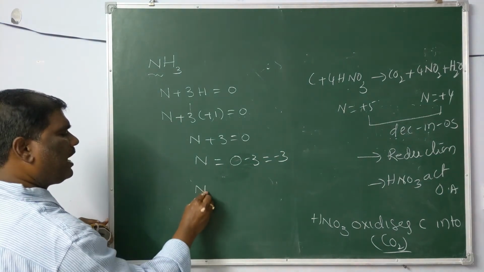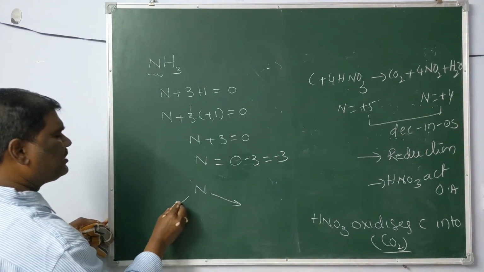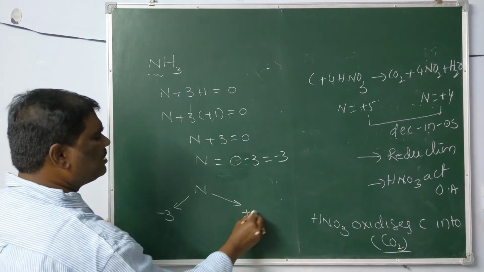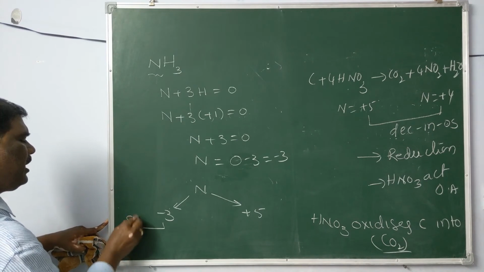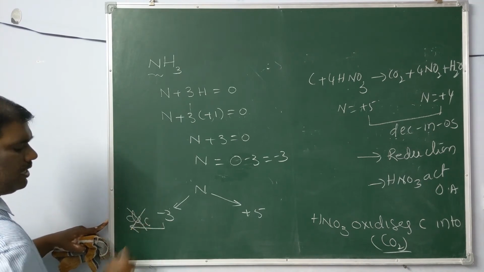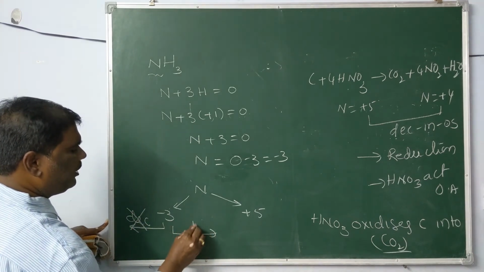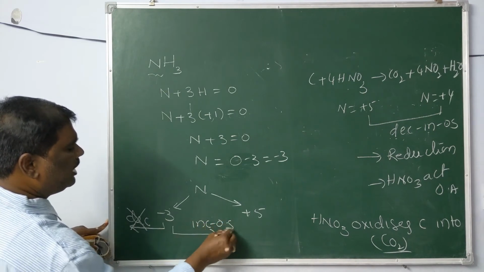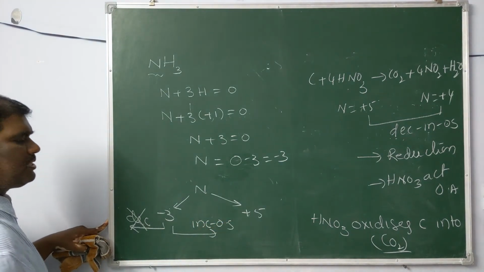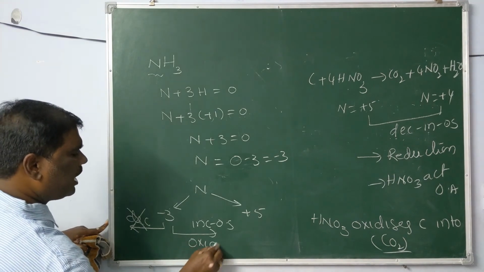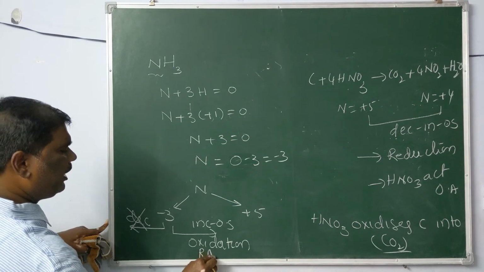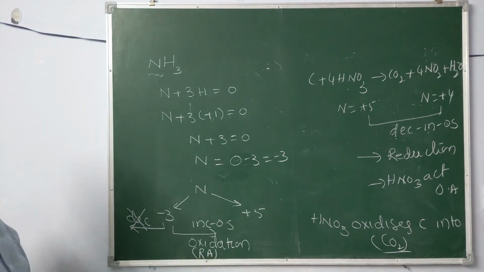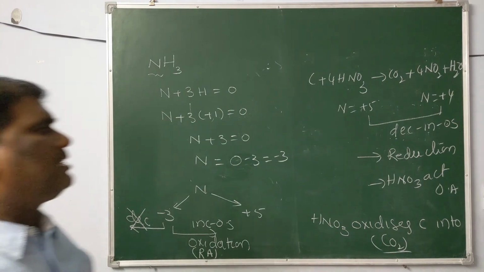You know, nitrogen has least oxidation state -3, highest oxidation state +5. There is no possibility to decrease because this is the lowest one. Only one possibility, to increase. So it has to undergo oxidation. Thus it acts as only reducing agent.